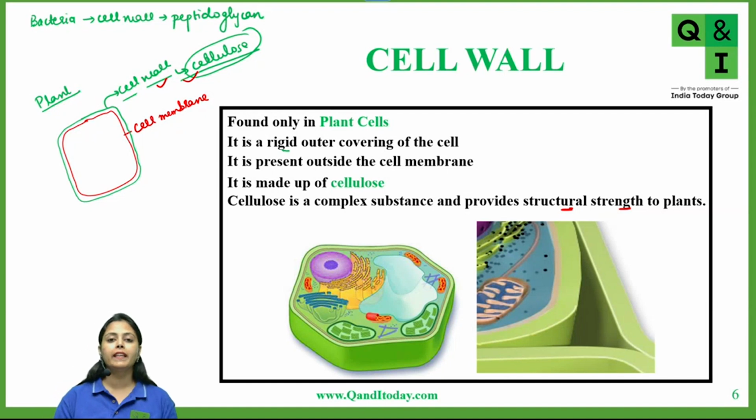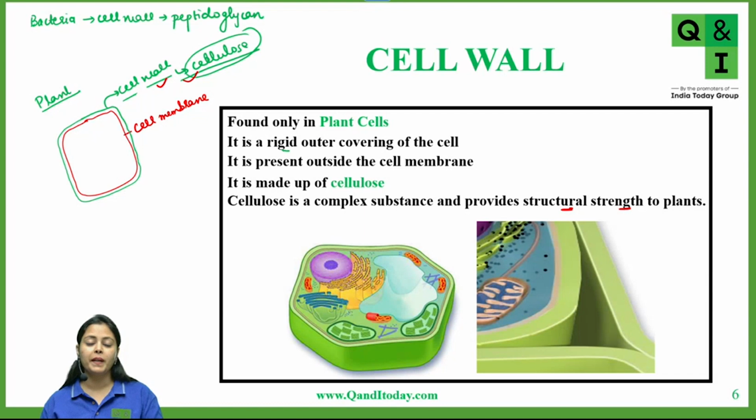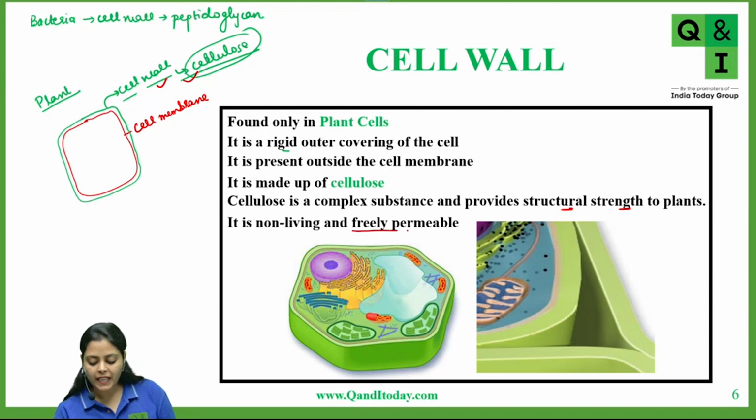Plants are present in open environmental spaces, so they have to withstand a lot of climatic temperature changes, rainfall, storms, and high heat. In order to protect their cells, there is an outer covering called the cell wall. It is made up of cellulose because cellulose is a complex substance that can provide structural strength to the plants. It is non-living and freely permeable.